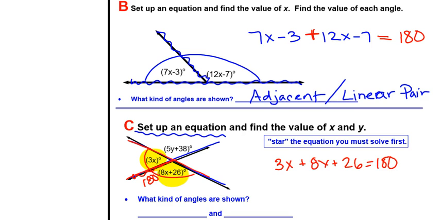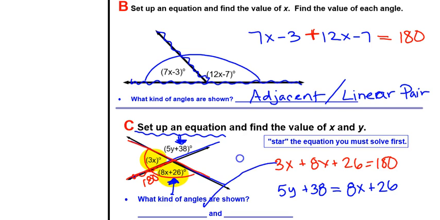Then I would think about these angles that point at each other. Those are what we call our vertical angles. And remember, we said earlier that those are equal. So I would write 5y plus 38 equal to 8x plus 26. And so the first one, we had a linear pair. And the second one, we had vertical angles.